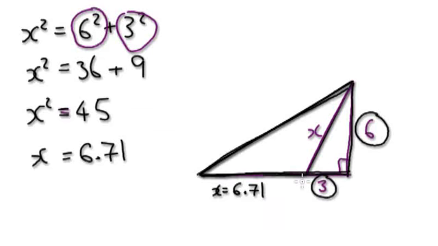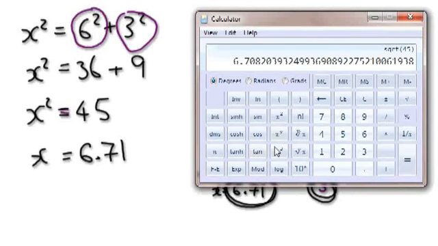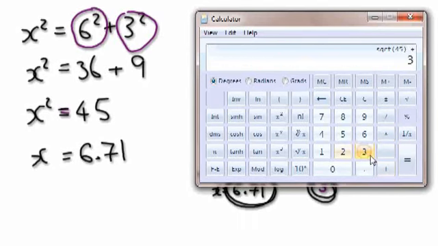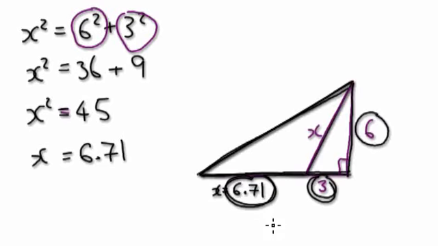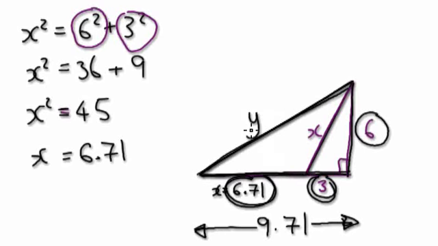The length here would be this plus this. So the whole length here would be this plus this. So let's mark 6.71 plus 3 equals this. So it's 9.71. Remember, 9.71 is this distance here. And now let's call this y.